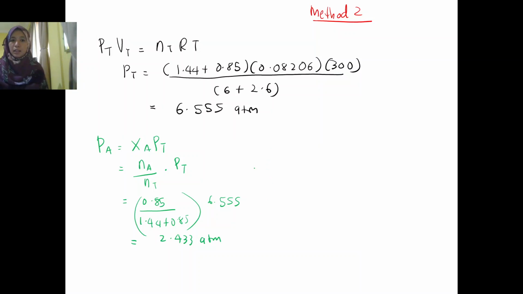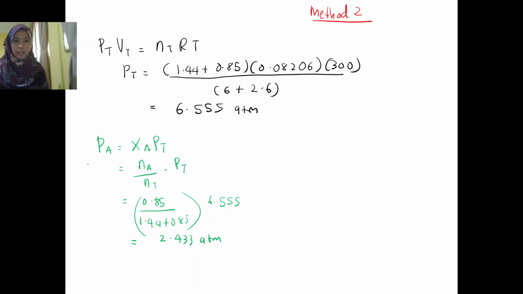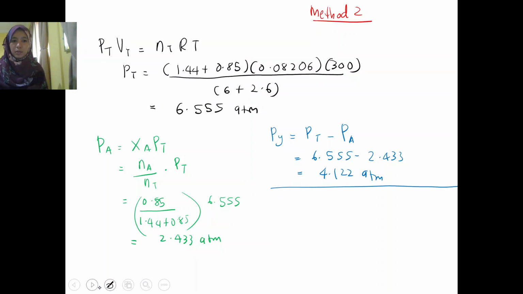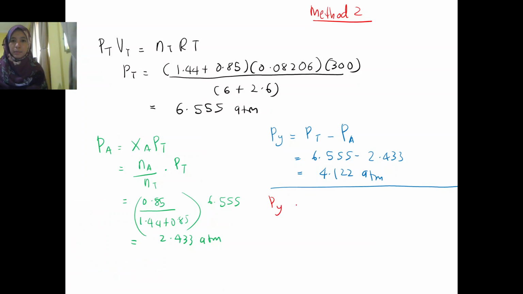Ini simple. Okay, then using the same thing. Okay, so actually kamu dah ada partial pressure A. Kita tahu P total ialah partial pressure A plus partial pressure Y. So to calculate for partial pressure Y, kita just minus lah. P total minus partial pressure of A. So 6.555 minus 2.433, 4.122 atm. Okey, ataupun nak menggunakan konsep yang sama ni, so boleh juga guna Dalton's law of partial pressure to calculate partial pressure of Y.